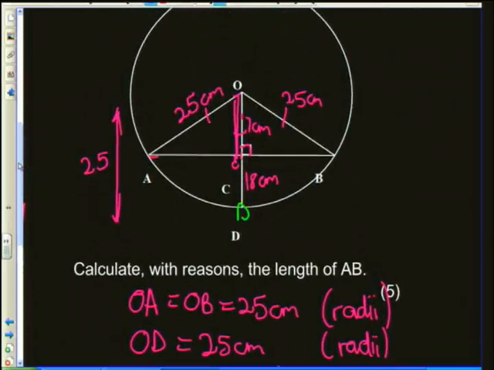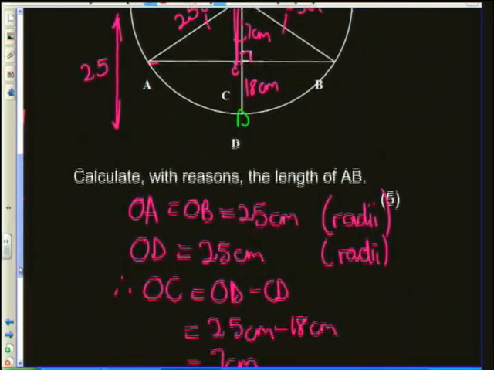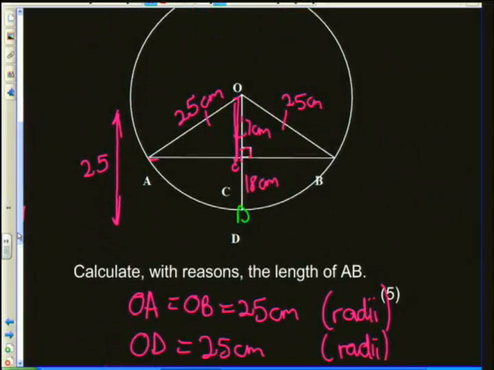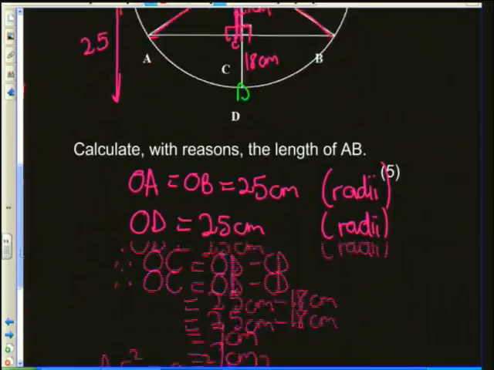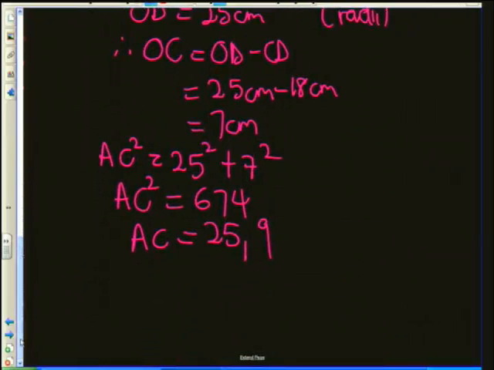Okay, but if that's my length of AC and I want to work out AB, do you agree with me that AB is equal to 2 times AC? Why? Because if you look at these two triangles, OAC and OBC, they're actually congruent to each other, because they have a common side, those two sides are also equal, and they've got 2 angles that are equal to each other. So the 2 triangles are congruent.